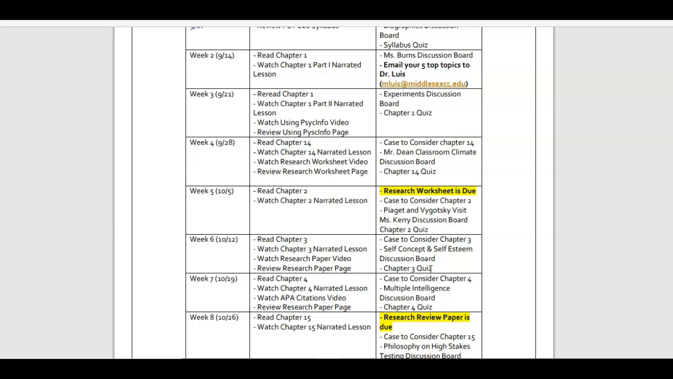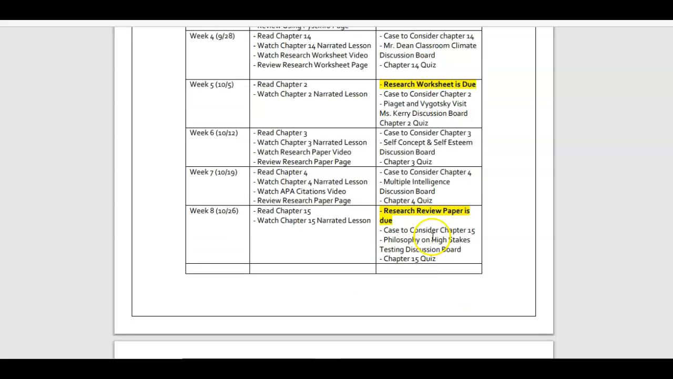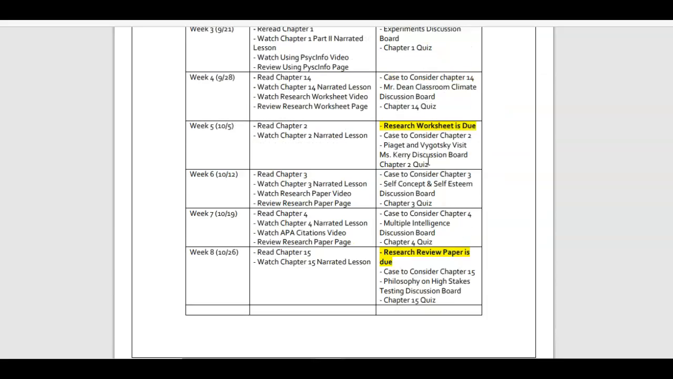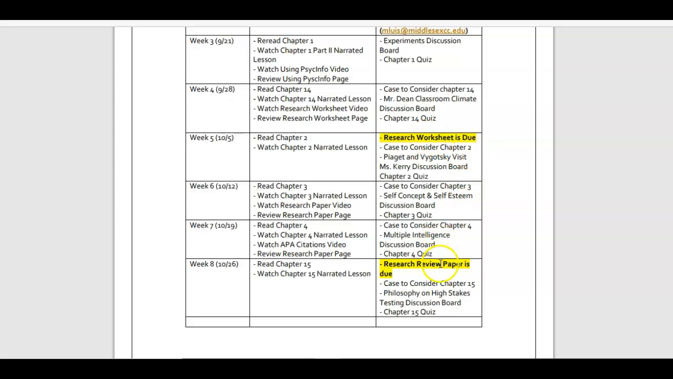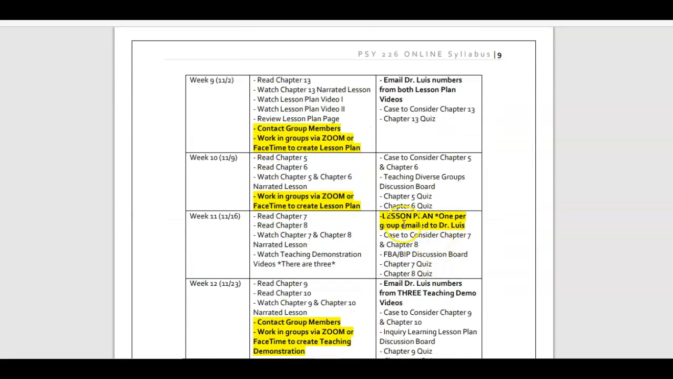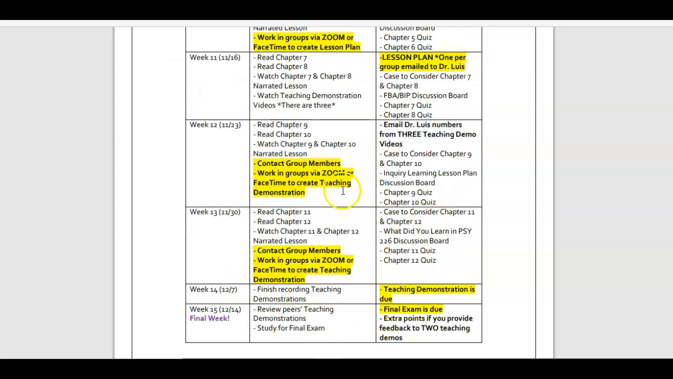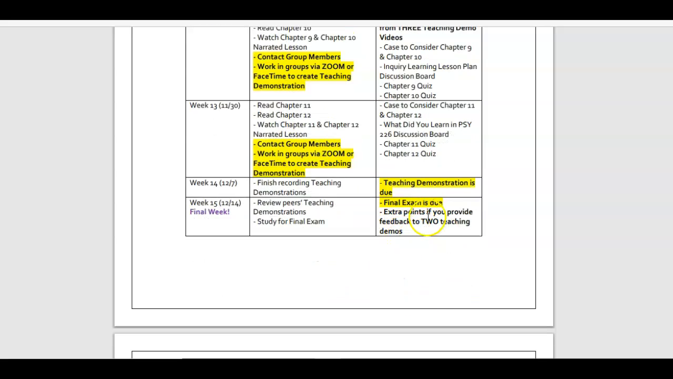Now, again, you can complete the quizzes at the end if you want. Okay. But then here and there during certain weeks, certain things will be due. So you can see those first couple weeks when your research worksheet is due, when your paper is due. Then you'll start working together. Then you've got your lesson plan due for your group. Then you'll start creating your teaching demo, and then this is when it's due, and then the final.